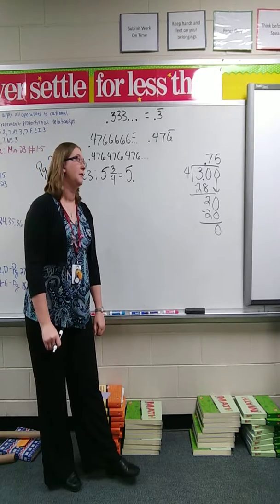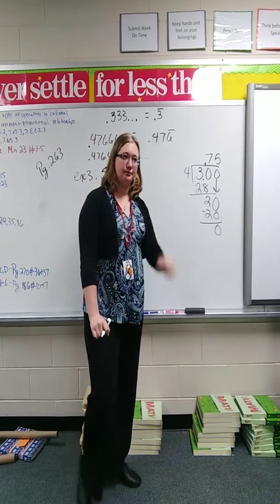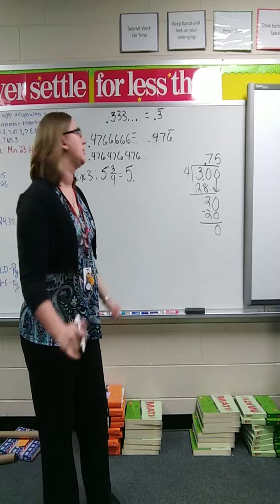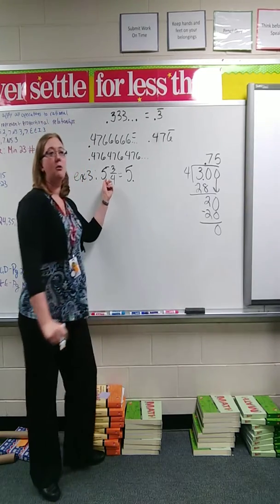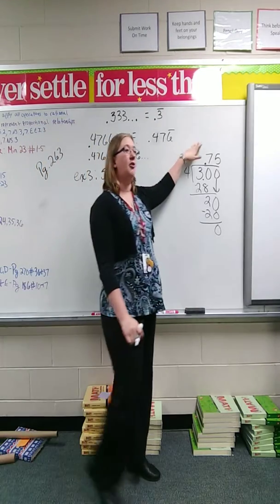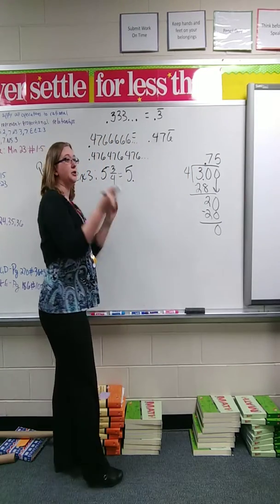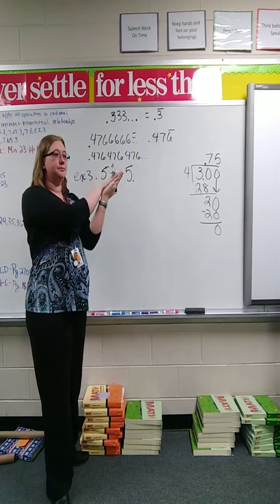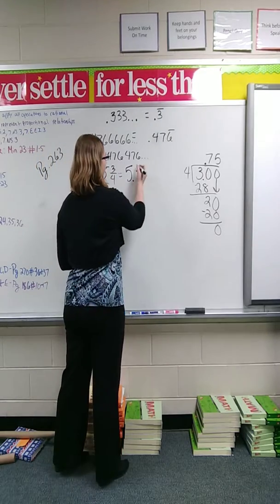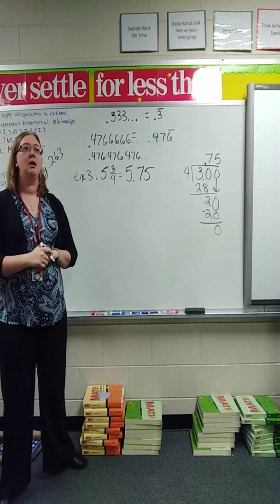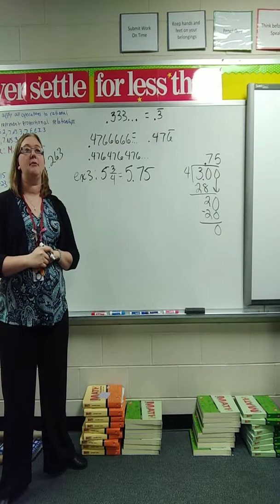So that's the answer? Not quite. What we need to do is combine the 5 whole with my decimal of 0.75. When we combine them, the 2 decimal points overlap, so we end up with 5.75.